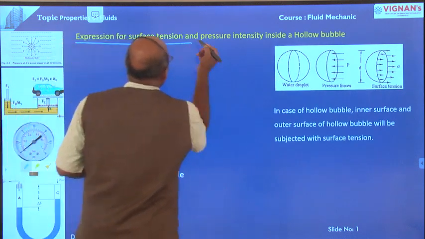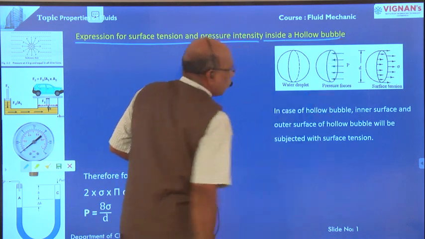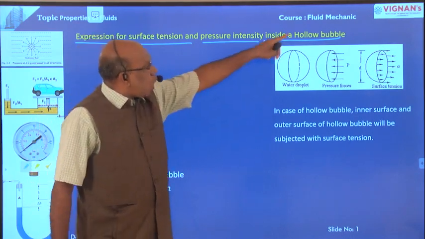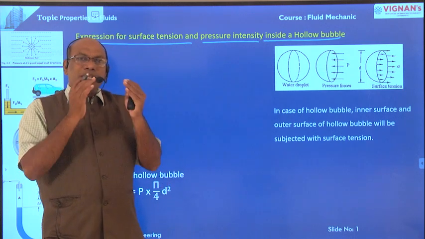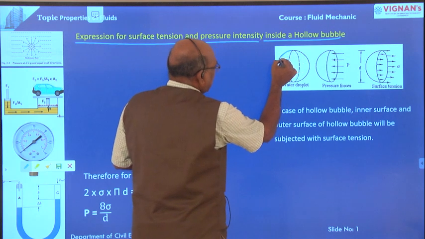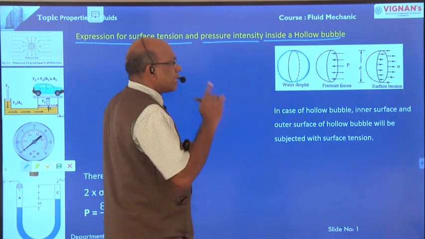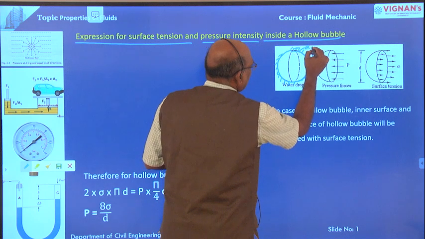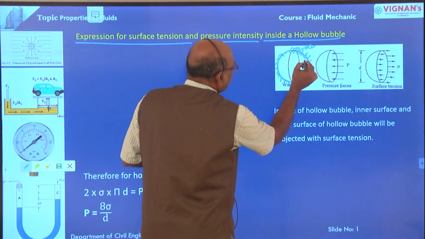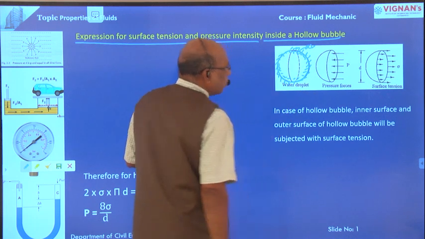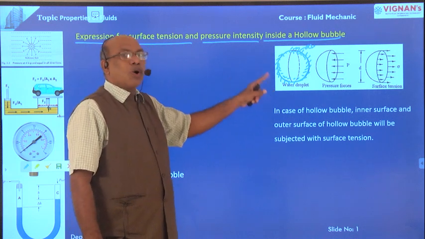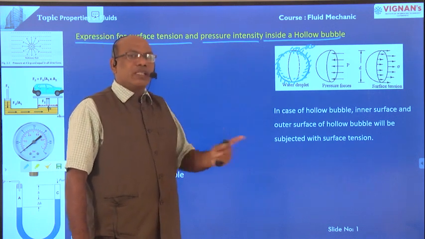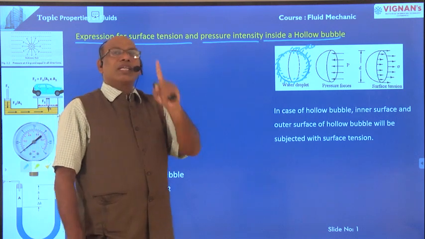Expression for surface tension and pressure intensity inside the hollow bubble. The relation between the surface tension and pressure intensity in case of hollow bubble. Hollow bubble or soap bubble, the diameter of the soap bubble is d. In case of soap bubble, the outer face is in contact with the air, and inner surface also in contact with air, because this is the soap bubble or the water bubble. Here, in case of soap bubble or water bubble, the surface tension is acting on inner side and outer side, therefore the surface tension force is applied here, that is 2 times.